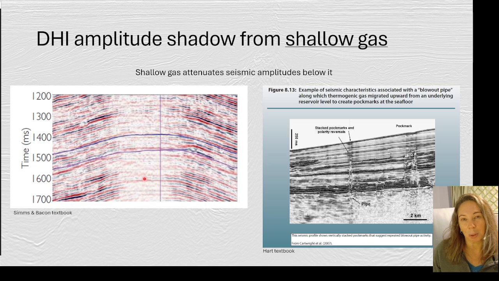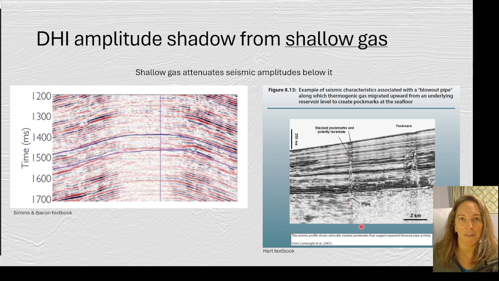That's something you want to pay attention to and be aware of, that even though we're still talking about hydrocarbons, we would technically see a dim spot if we mapped out these horizons. It's not being caused by hydrocarbon necessarily in this reservoir, but rather from the attenuation of the amplitudes below the higher gas cloud.